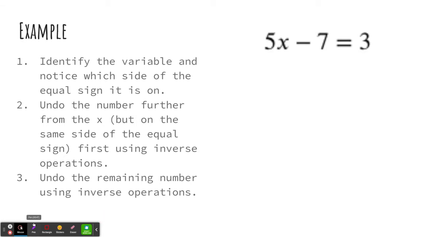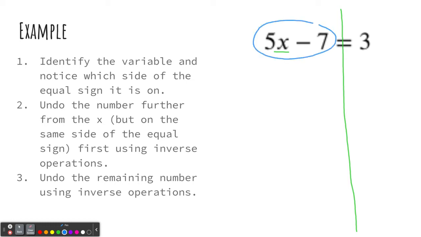Here's another example. Put that line through the equal sign. My variable is x. Our goal is to get x alone. X is on the left side. Undoing the number further from the x, but on the same side of the equal sign, so we're looking at this left side. The number further is the minus 7. To get rid of subtracting 7, we're going to add 7 to both sides. These cancel out. We're left with 5x equals 10.